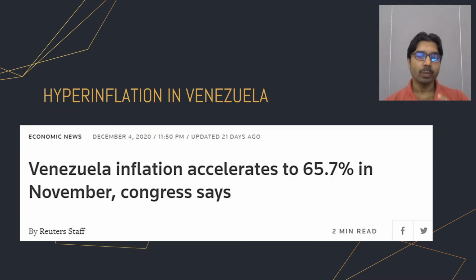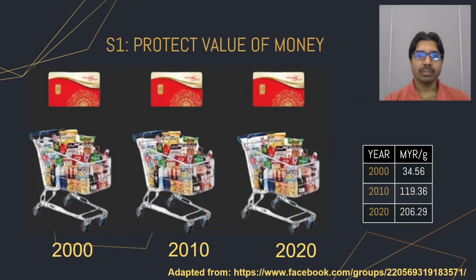So this is where we need to take action by converting a portion of our savings into gold and ride the momentum in the long run. And this is where I'm going to talk to you about how we can protect the value of our money by using gold bars.